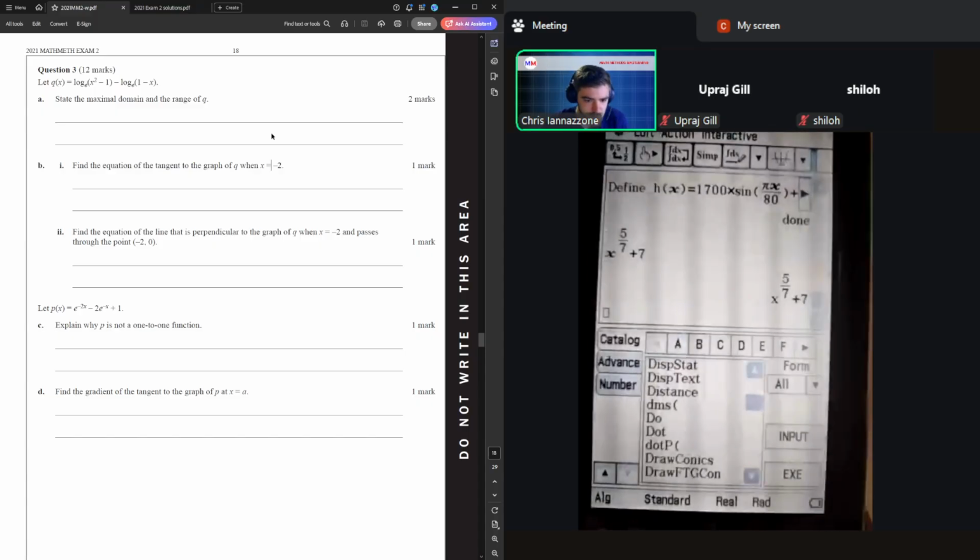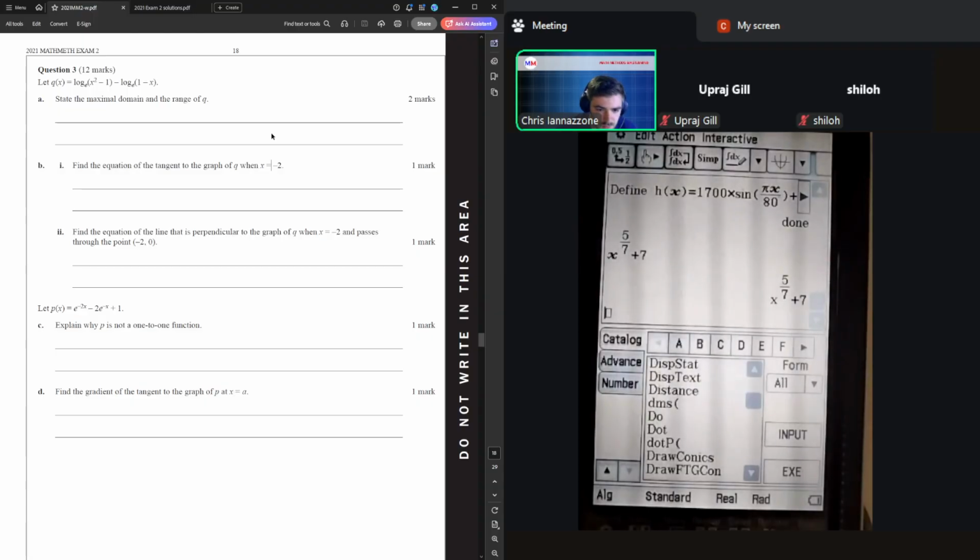If it did exist, I would have found it. But if you look at the catalog, or at the very least, it's not called domain. So otherwise, it would have been around there-ish.